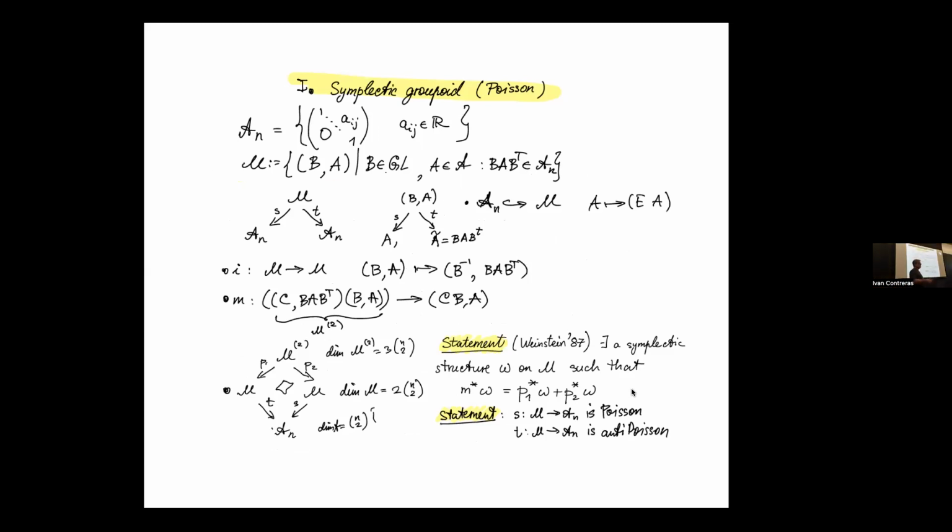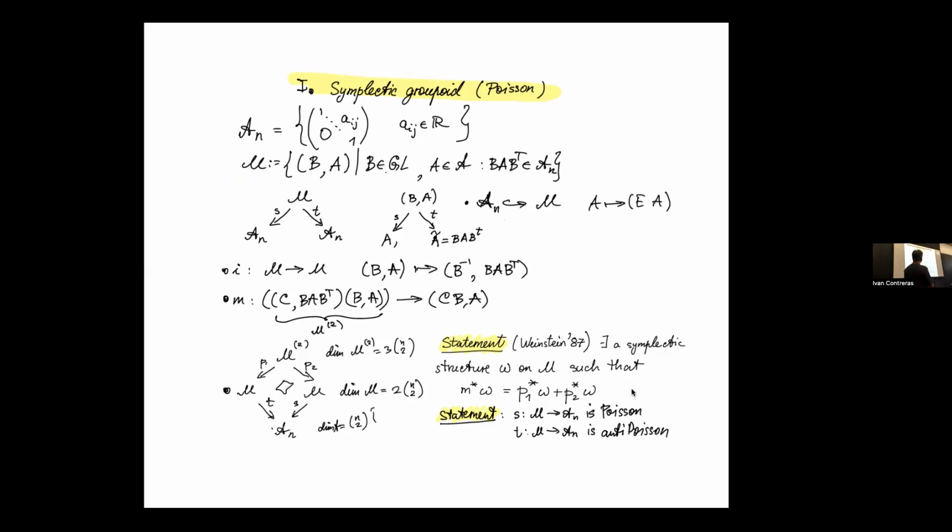Okay, so let's just repeat. Basically, my talk is done, but let me repeat in more detail. So we consider the space of these unipotent upper triangular matrices. As I said, M is this symplectic groupoid, which is a set of pairs B, A, where B is an n by n matrix such that B, A, B transpose is again a unipotent upper triangular matrix.